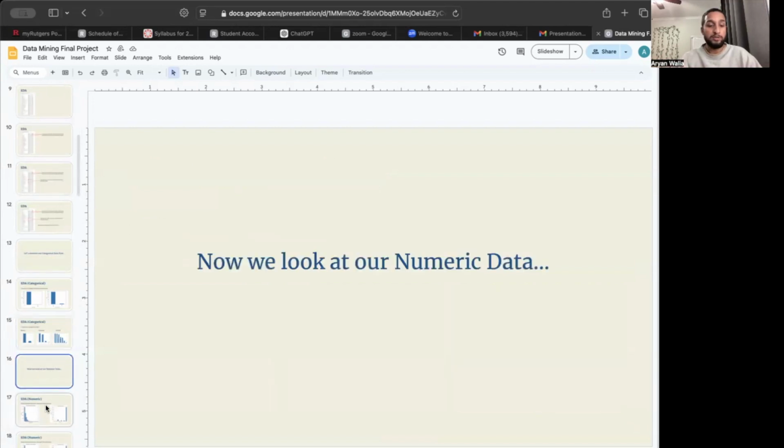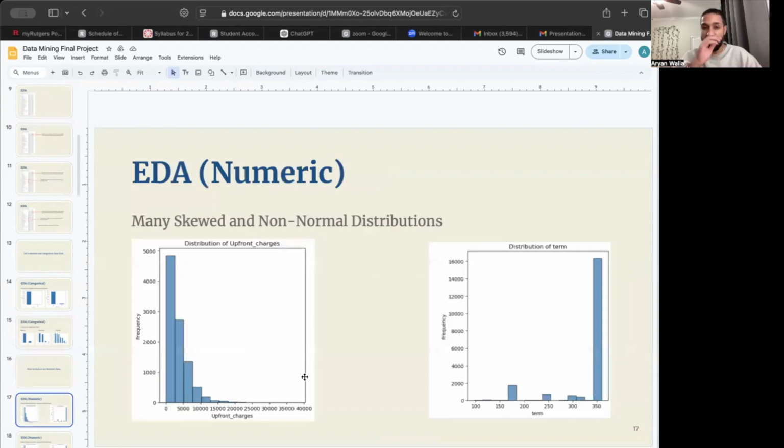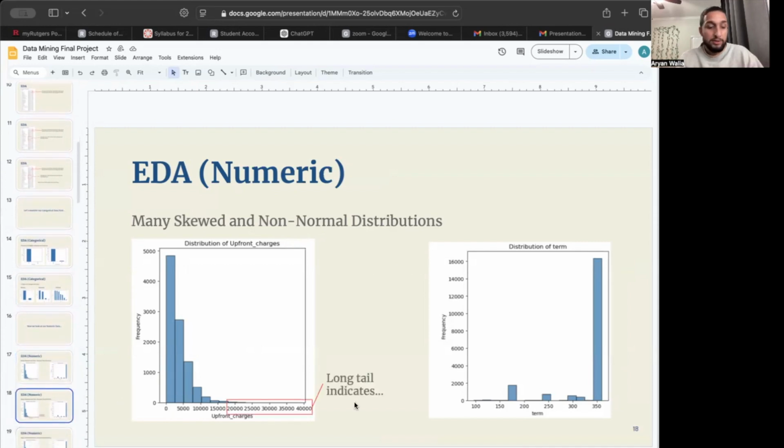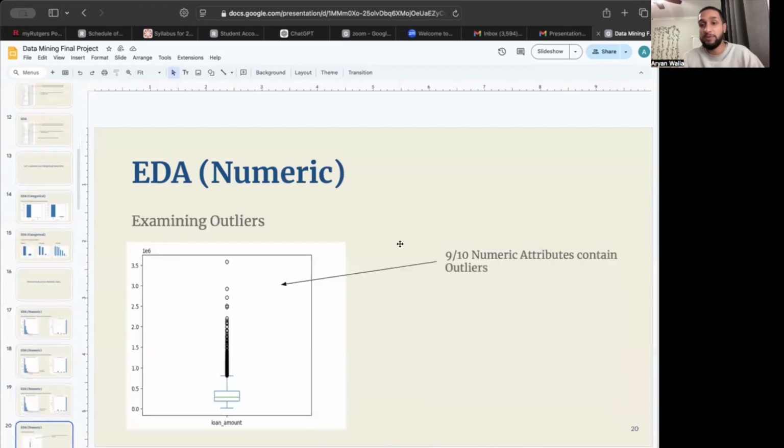Now, as we look into our numeric data, there are many skewed and non-normal distribution graphs over here. Moving on, we have long tails. The long tails suggest significant variation requiring scaling or transformation. There are also outliers detected. We found that 9 out of 10 numerical attributes contain outliers.